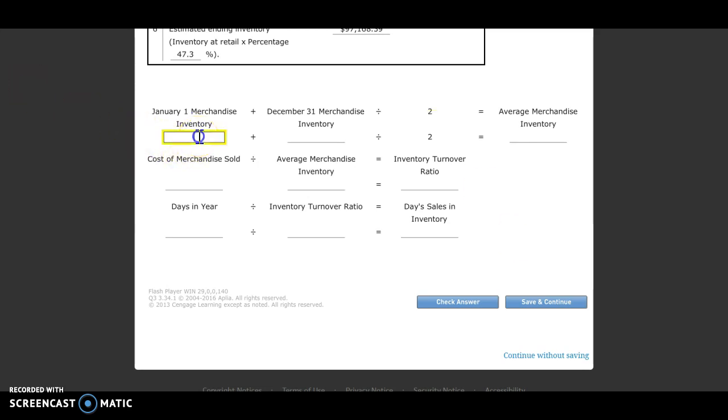So first, January 1st inventory, and they give that to us, is 92,890. And then December 31st, 101,700. Okay, so what we're going to do is add those inventories together. And then we're going to divide that by 2. So our average merchandise inventory is $97,295.